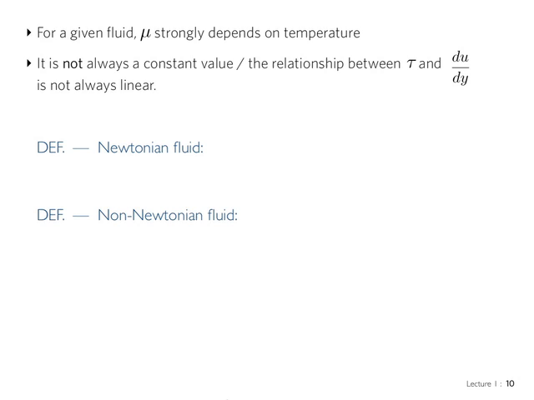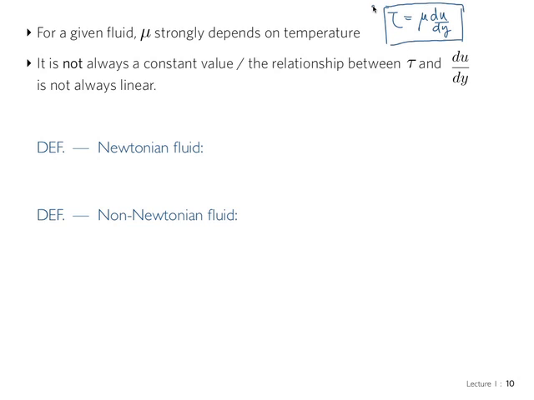It doesn't depend very much on pressure, but it depends very much on temperature. Now, in truth, it is not always a constant value like we've placed in the equation we just had before, where we wrote tau is equal to mu du dy. And here we assumed, of course, that the viscosity was a constant. But that's not always the case.